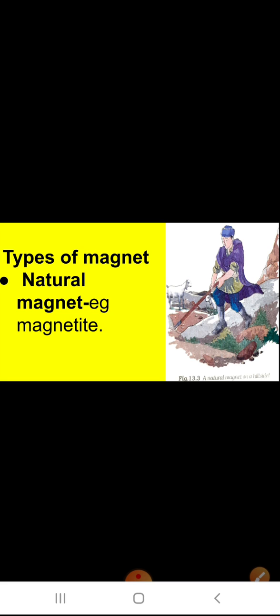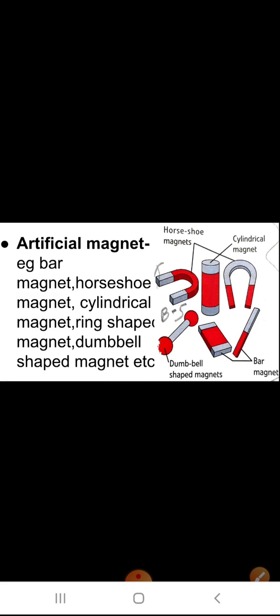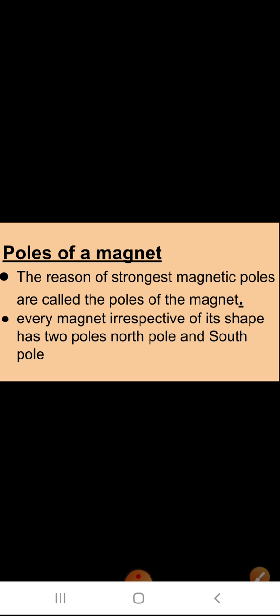Types of magnet: natural magnet and artificial magnet. Examples of natural magnets are magnetite, and artificial magnets are those that are made by human beings in different shapes, and these shapes are given to you: cylindrical magnet, horseshoe magnet, U shaped magnet, coin shaped magnet, double shaped magnet, bar magnets. These all are the types of artificial magnet.